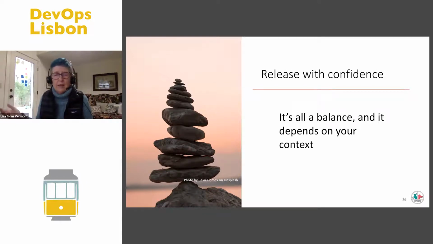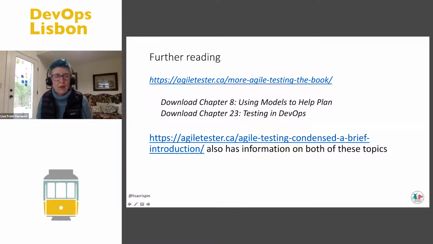So we've adapted these agile testing quadrants a whole bunch over the years, and a bunch of other teams have as well. See if it works for your team. I would love to hear if you try it and how it works for you. So if you go to our book website, agiletester.ca, and go to the More Agile Testing book, there's a chapter on using models to help plan, and it does have other adaptations of the quadrants model that different practitioners around the world have done. And we also have a little testing and DevOps chapter. And then there's more in our later book.